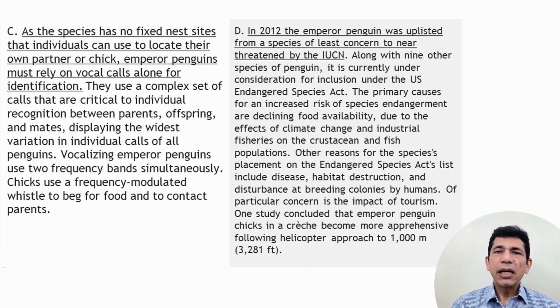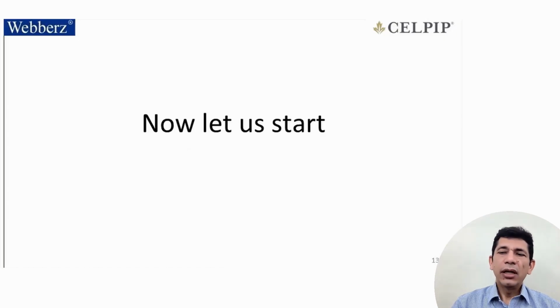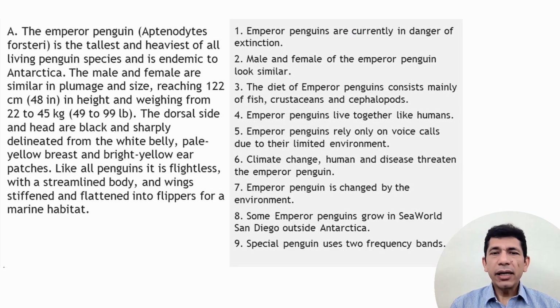Para number D. In 2012, the emperor penguin was uplisted from a species of least concern to near threatened by IUCN. So this paragraph talks about endangered species. That is, the emperor penguin is endangered now. Now let us start. Para A, and there are 9 questions. Pause the video here, find the answer, and then we will discuss it.